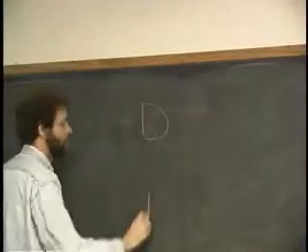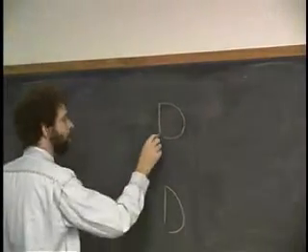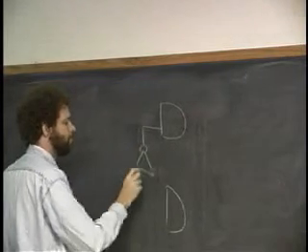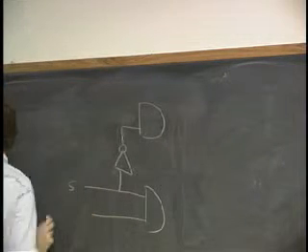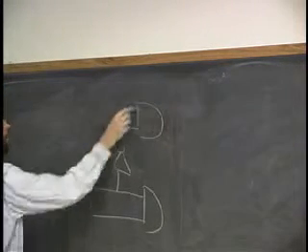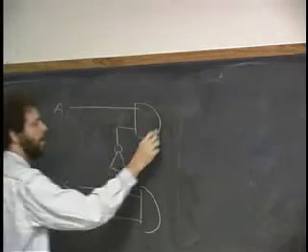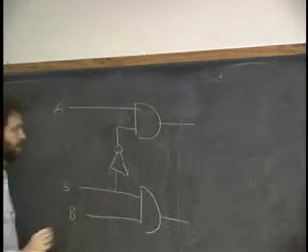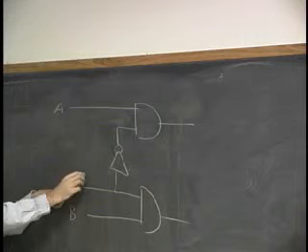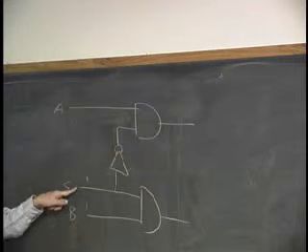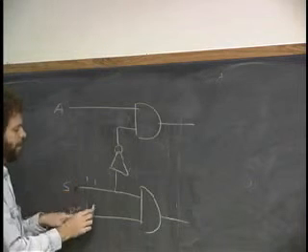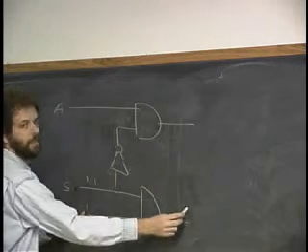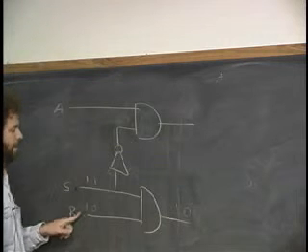So let me just get it exactly the same here. Here's S. Here's B. Here's A. Okay, now let's just think about this circuit so far. Okay? If S is 1 and B is 1, then the output's going to be 1. Okay, if S is 1 and B is 0, then the output's going to be 0. Okay, so that's good. Okay, that's one case.